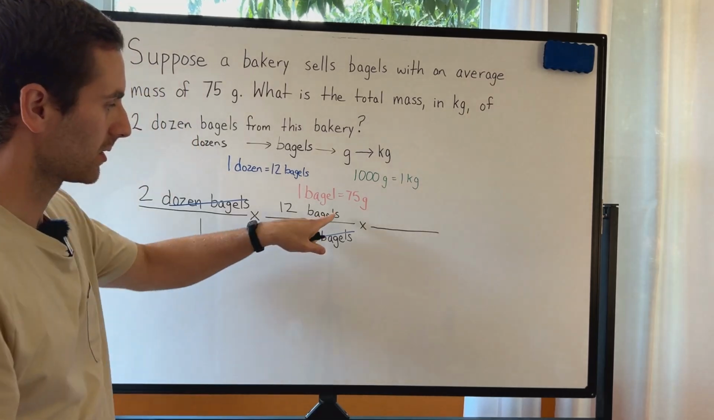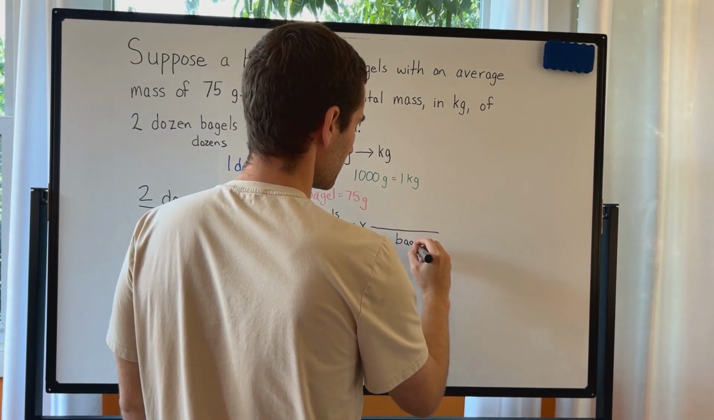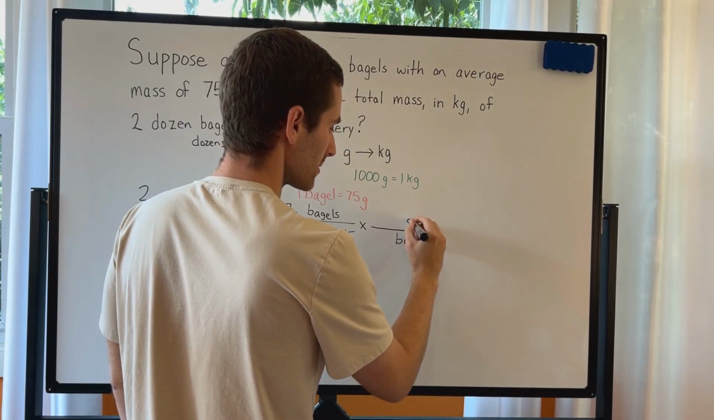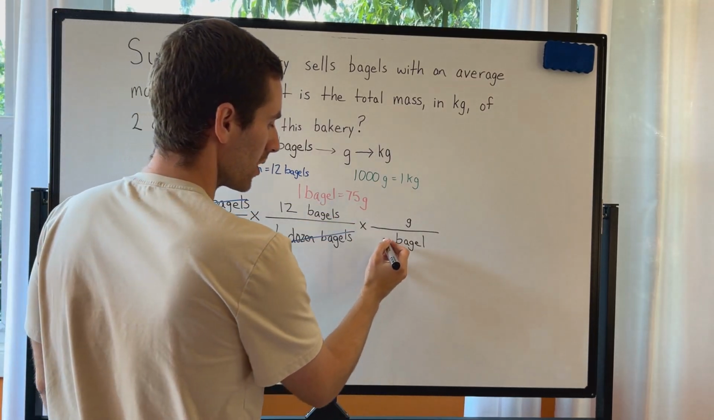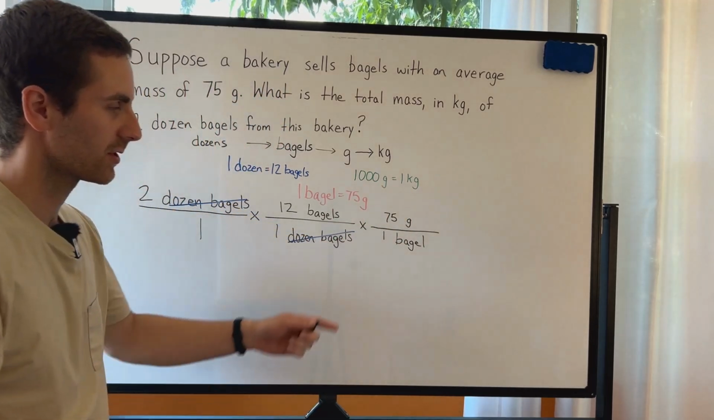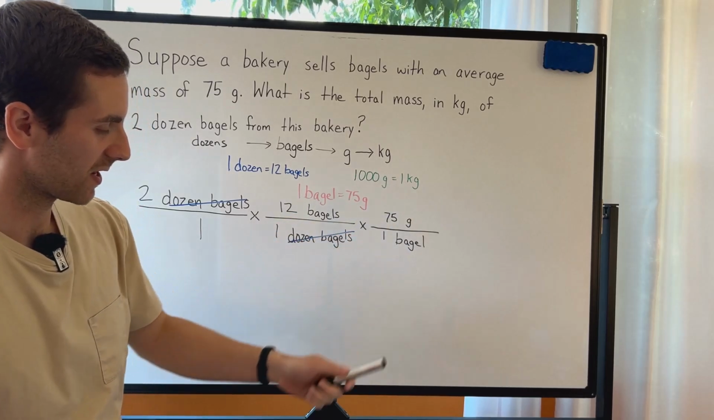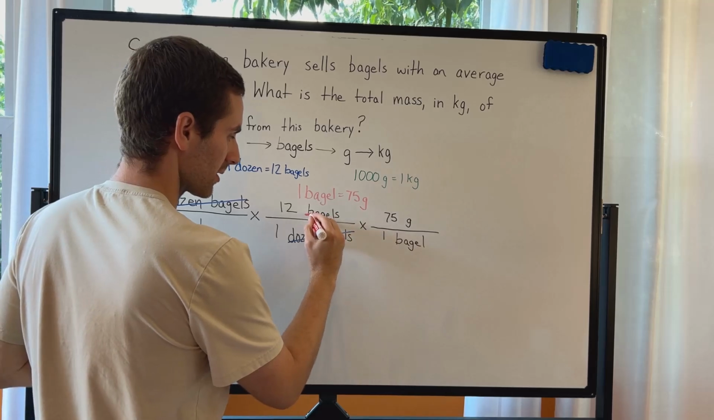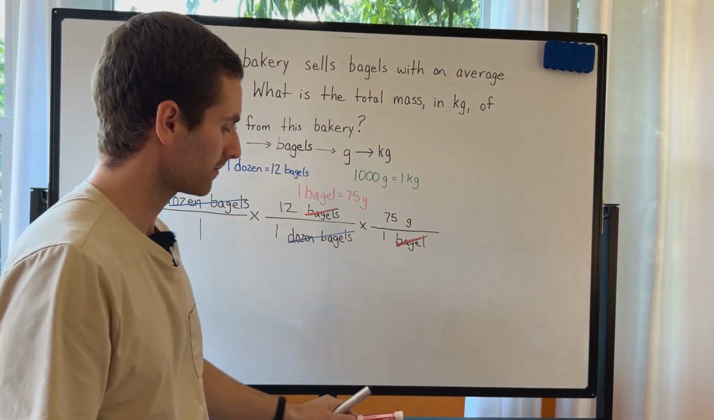Same process. What do I have on top here? Bagels. I want to put that on the bottom. And then the unit I'm trying to go to, grams, I'm going to put that on top. Well, what's my conversion? My conversion is that 1 bagel is equivalent, at least on average, to 75 grams. So I put 1 with the bagel, 75 with the grams, and the bagels cancel. That's why I set it up like that.